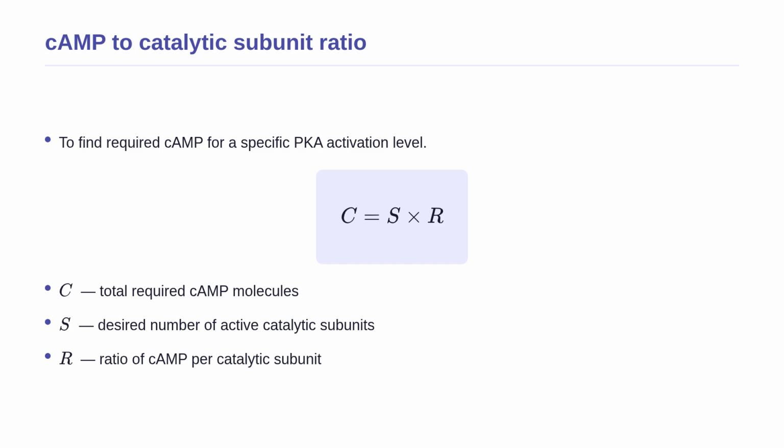Here, C is the total required cyclic AMP molecules. S represents the desired number of active catalytic subunits we want to release. R is the biological ratio of cyclic AMP molecules required per catalytic subunit. Because a single PKA holoenzyme requires 4 cyclic AMP molecules to release 2 catalytic subunits, this ratio R simplifies to 2. This means for every 1 subunit you want, you need 2 cyclic AMP molecules.